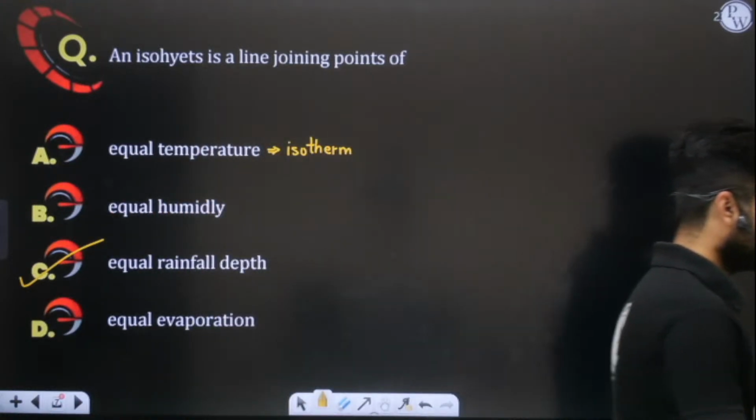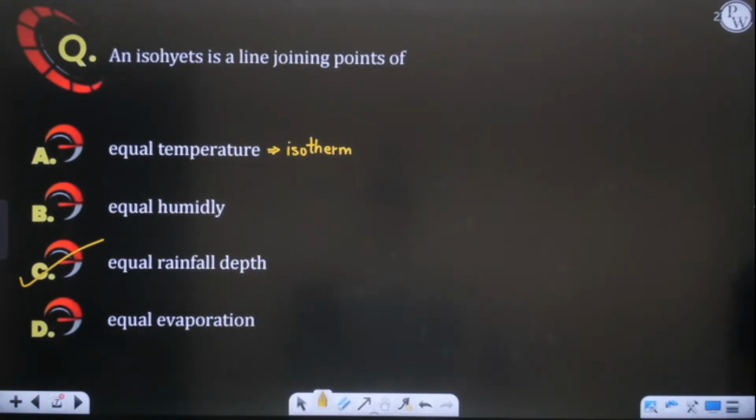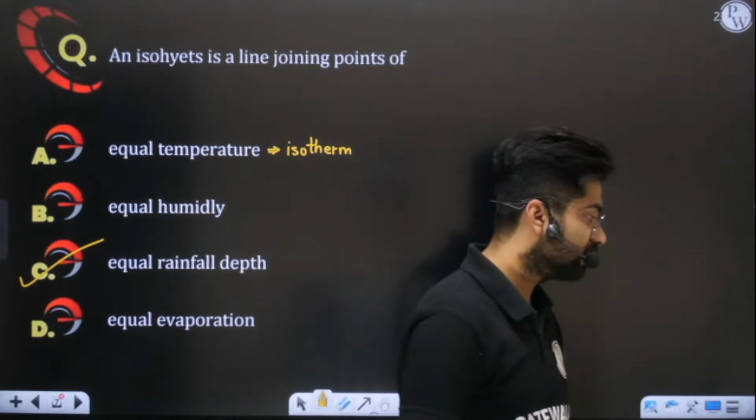Yes or no? Tell me. This was also drawn in the isohyetal method. Yes or no? I am able to see your comments.